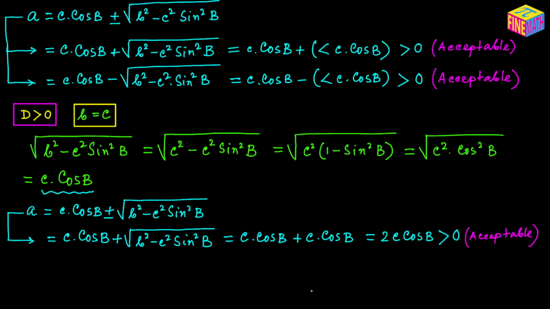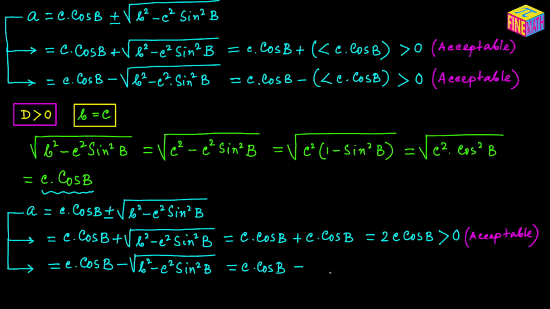And now let's take a look at the second value of a. Second value of a can be taken with the negative sign here, so that would be c times cosine of b minus that square root quantity, and this can be written as c times cosine of b minus that square root quantity, which is also c times cosine of b for this particular scenario, and that is equal to 0. So here we see that the value of a, which is the side length a, is 0, and that is clearly not acceptable for a triangle.